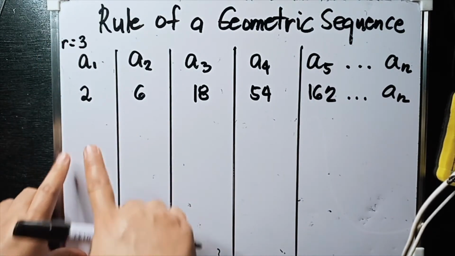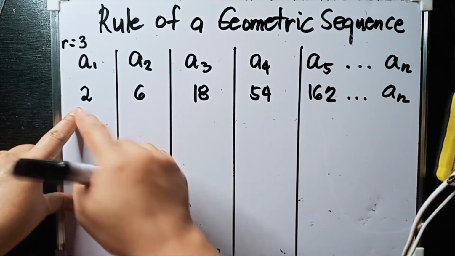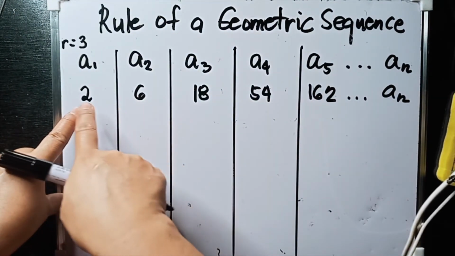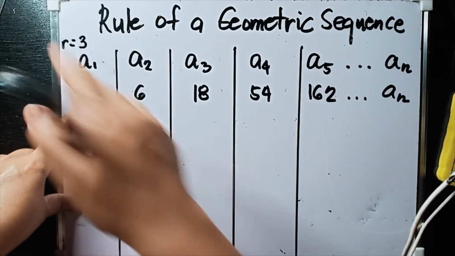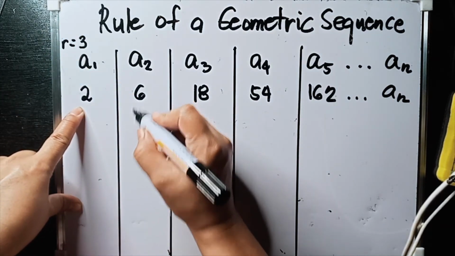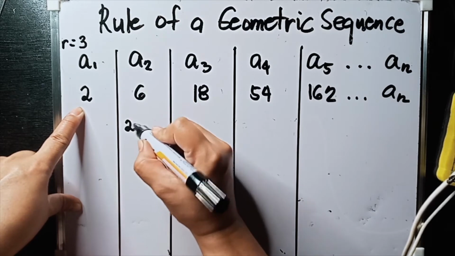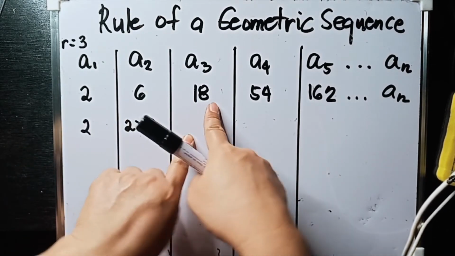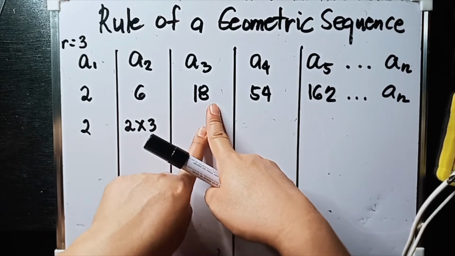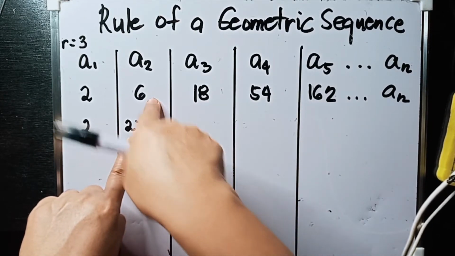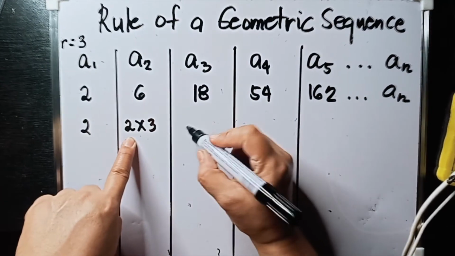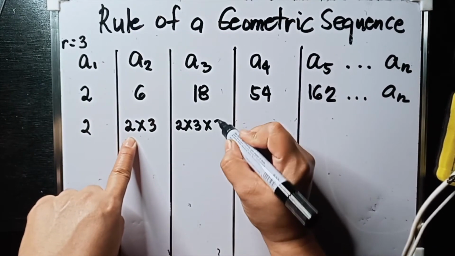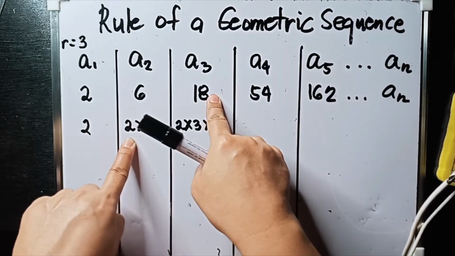So, para sa first term natin, for us to be able to obtain yung ating second term, what do we do? We actually multiply the first term by the common ratio. So, it means that this one is 2 times 3. How about the third term? It means that 6 will be multiplied by 3. So, 2 times 3 times 3 is also 18.